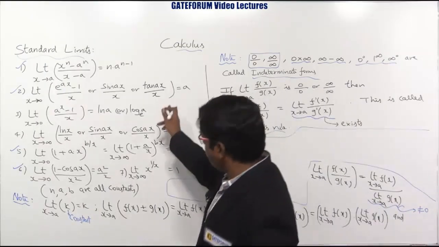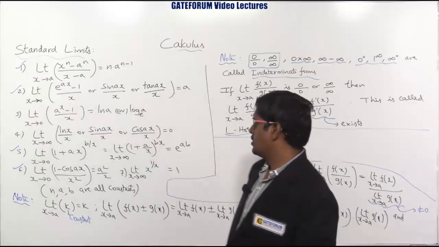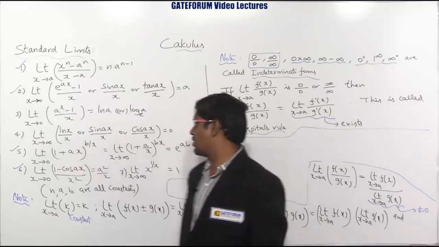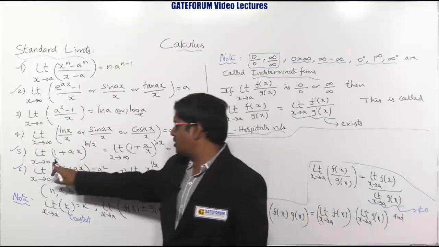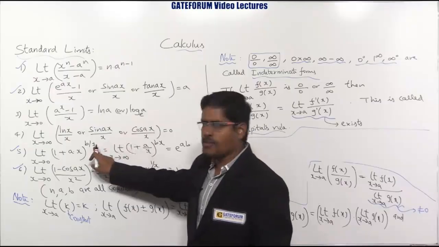Sin ax by x, tan ax by x, e power ax minus 1 by x. All these three are equal to answer a. In this case, sin, cos, log: answer 0 when x tends to infinity. In this fifth one, take the inverse of each term. 0 inverse is infinity. x inverse is 1 by x. Power 1 by x inverse is x.